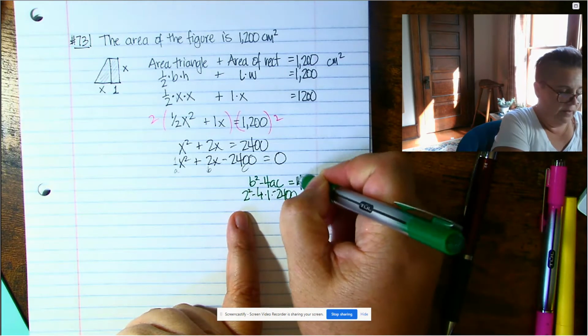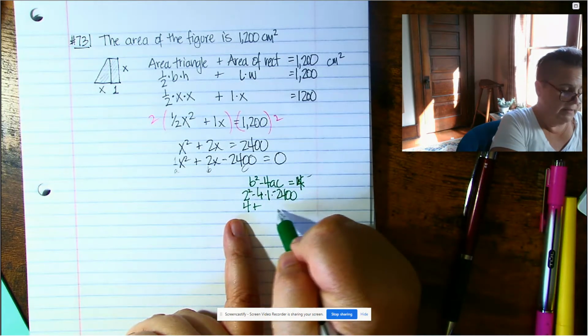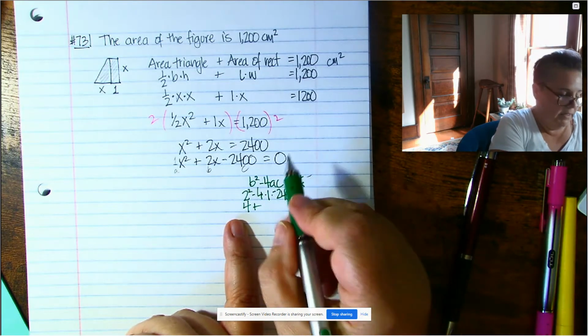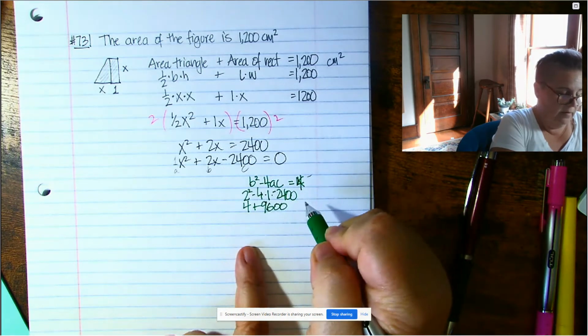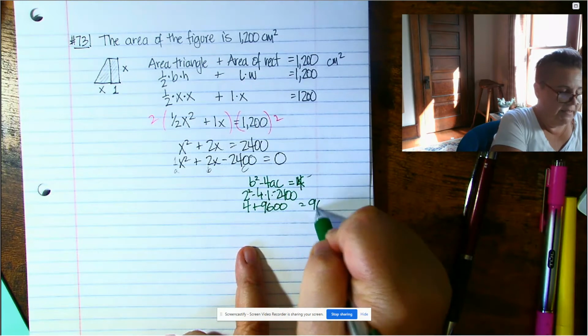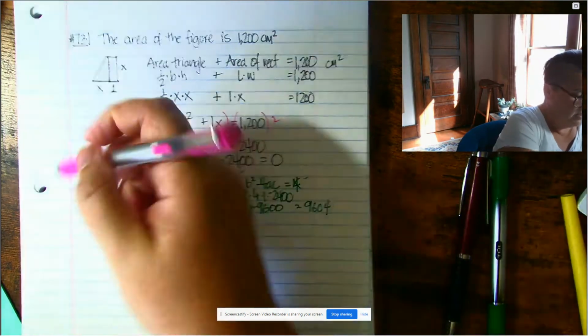Oh, I put it up here. So I've got 4 plus 4896. So that's going to be 9600 again. All right, so that's going to be 9604. And that is indeed going to be a positive number. So that's going to give me 2 real solutions.